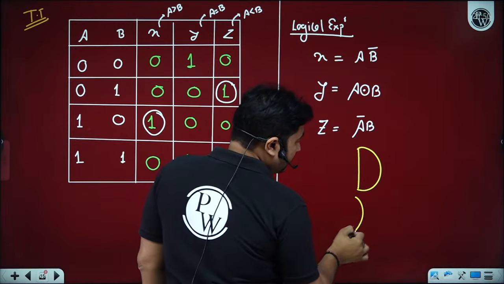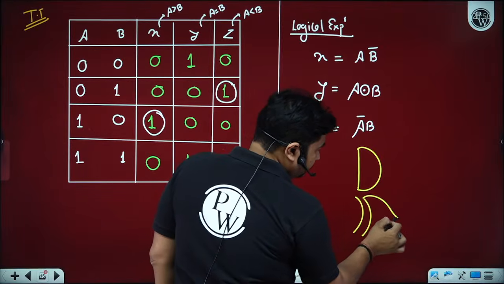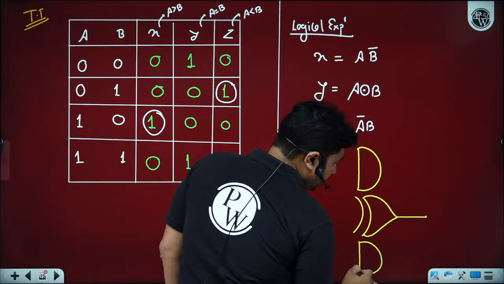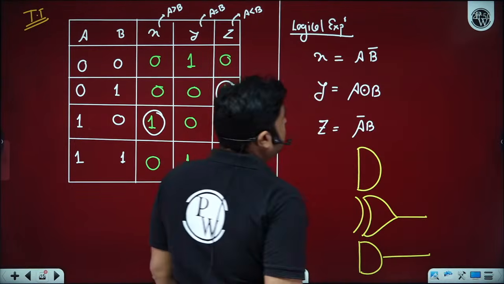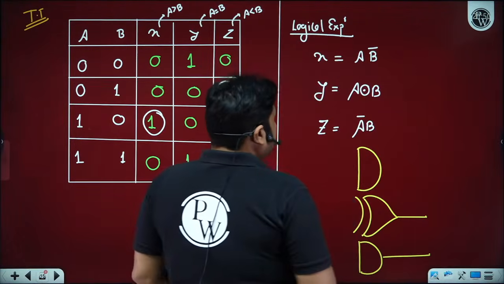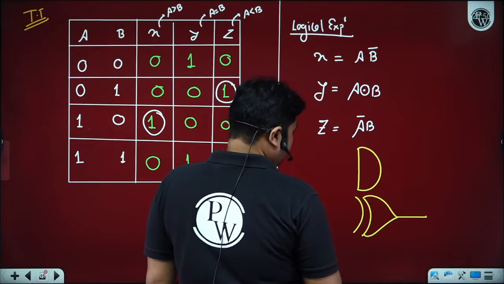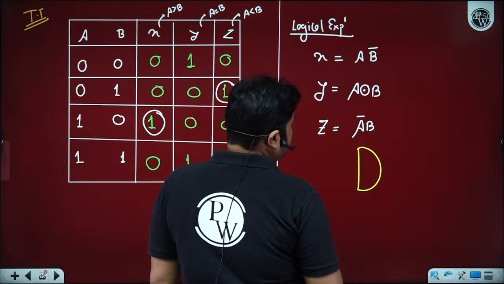Then we need one XNOR gate, and then we need one more AND gate. Okay. So it can also be represented by A XOR B. We can further reduce it.